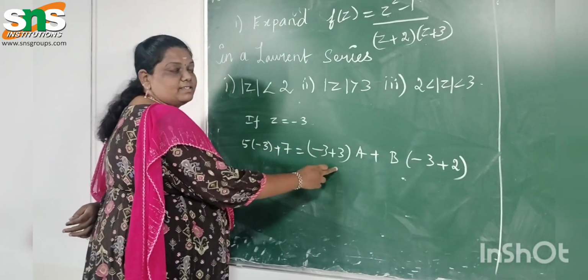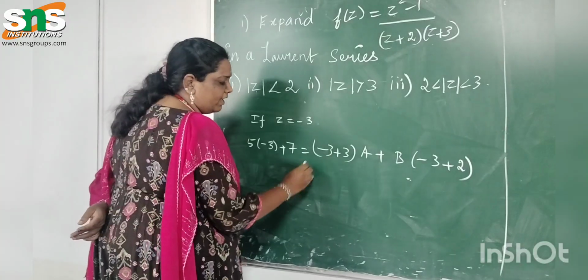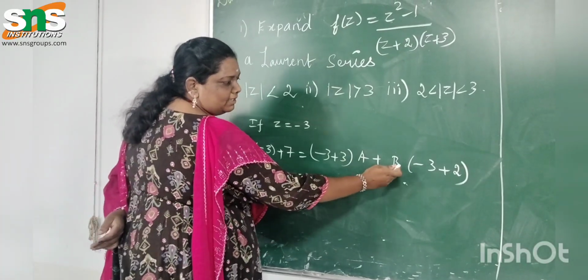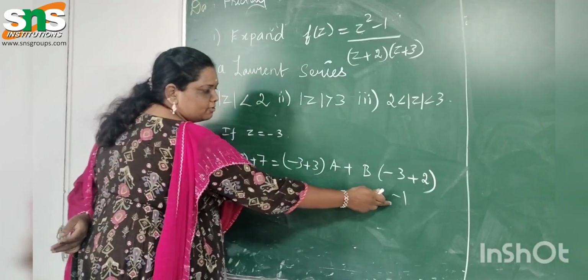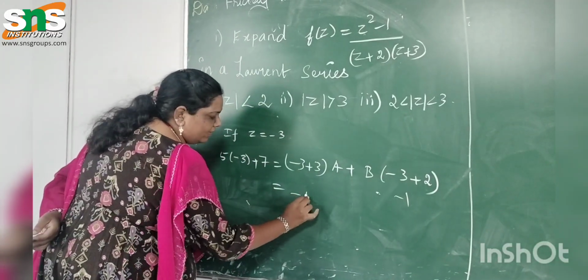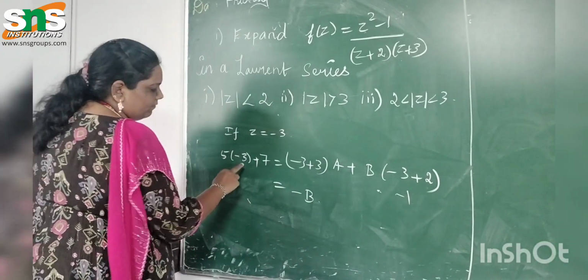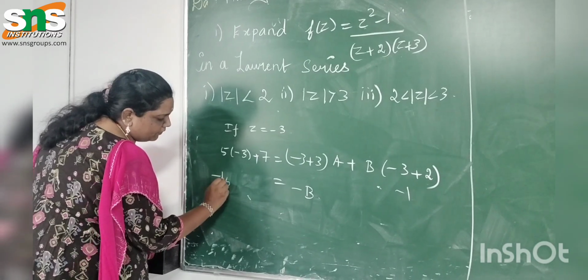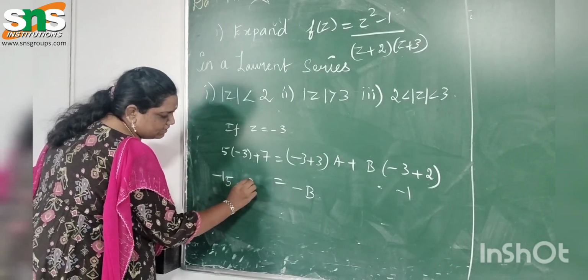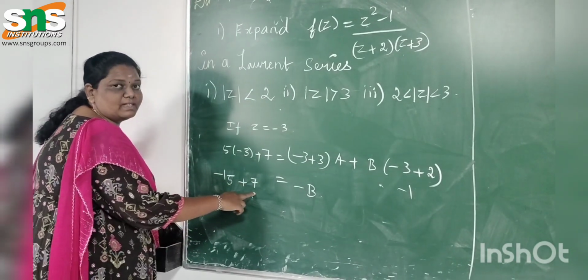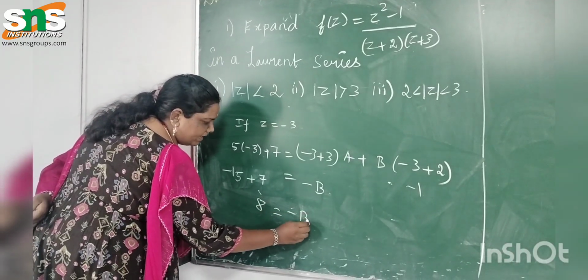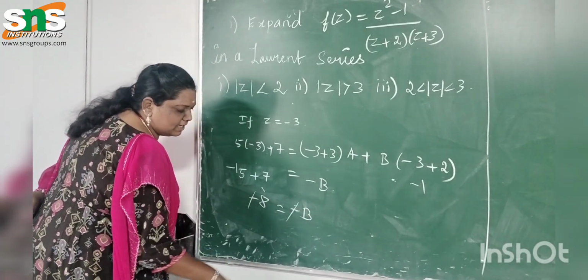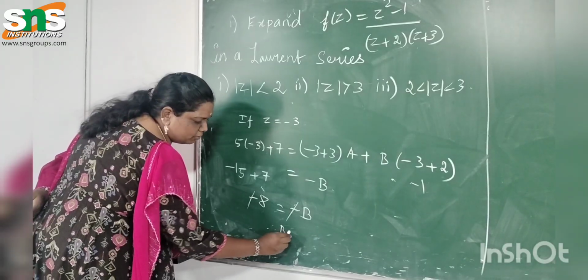So minus 3 plus 3 we will get 0. So 0 into a, the a term will be 0, and then we are getting b. So minus 3 plus 2 we will get minus 1. So minus 1 into b, obviously minus b. So here we are getting minus 15 and then plus 7. So minus 15 plus 7 we will get minus 8 as an answer, which is equal to minus b. So minus minus will get cancelled, therefore b equal to 8.